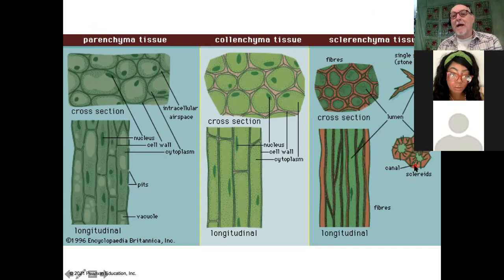When sclerenchyma becomes extremely heavily thickened, we call it scleride. This here, though, is one I want to point out to you. This is called a stone cell, and this is a scleride cell. It's very irregularly shaped, very heavily thickened.